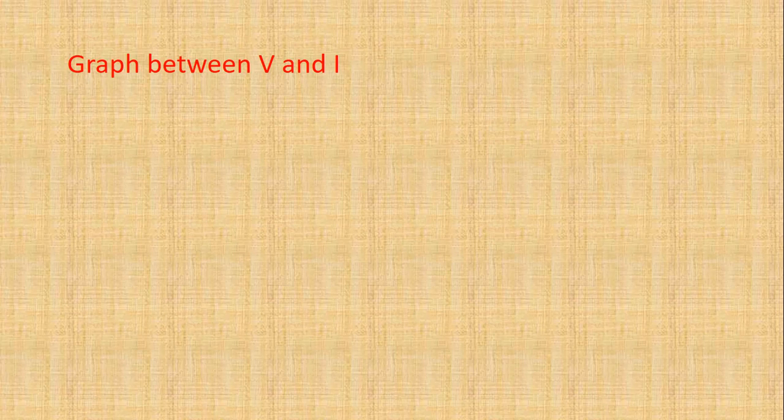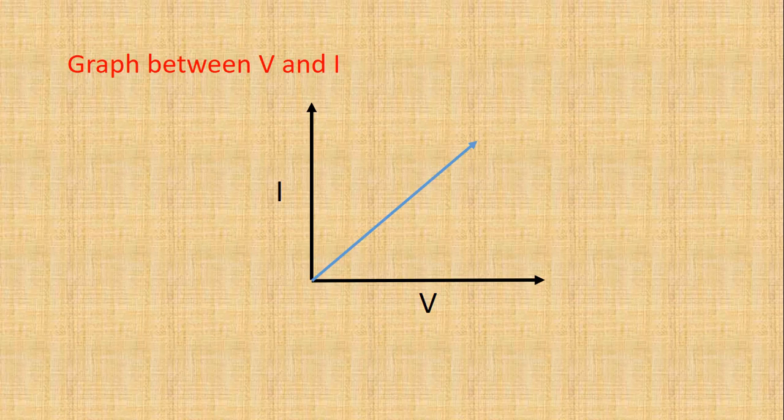Now the graph between V and I. If we take the potential along the x-axis and current along the y-axis, the graph is an oblique straight line.